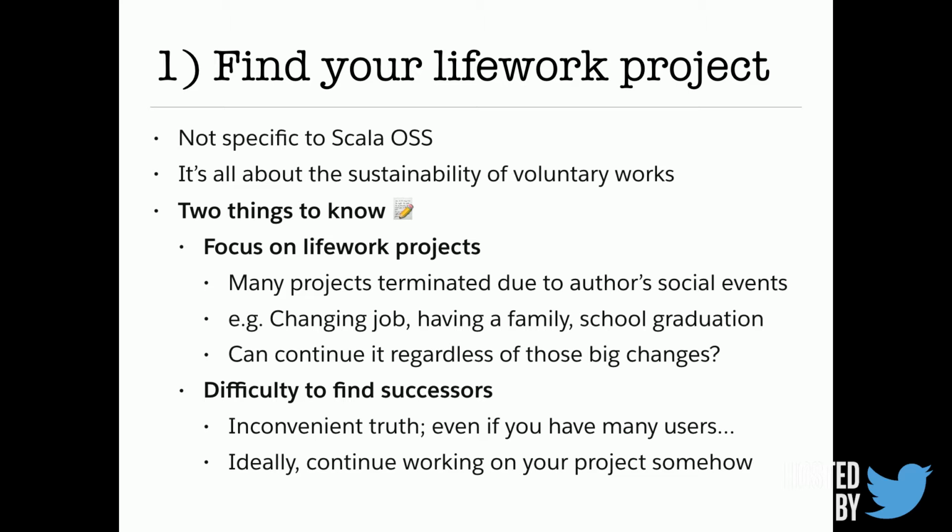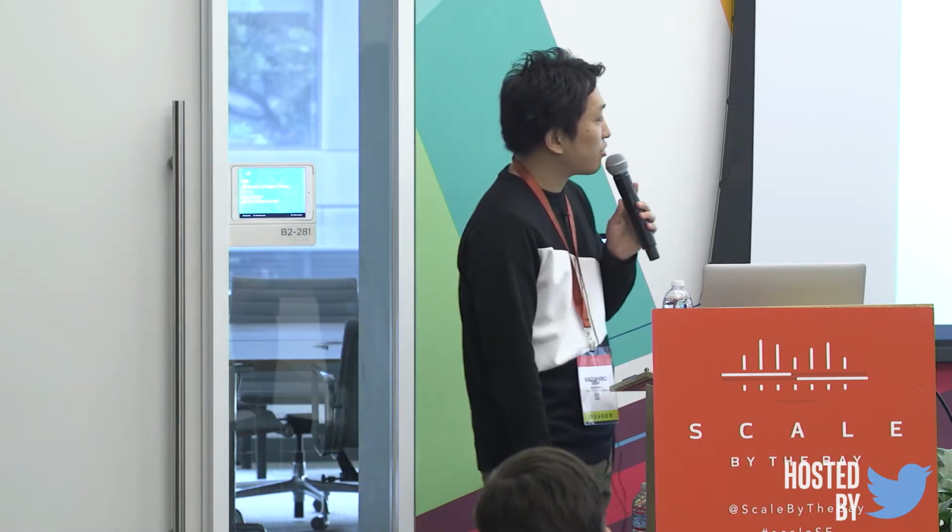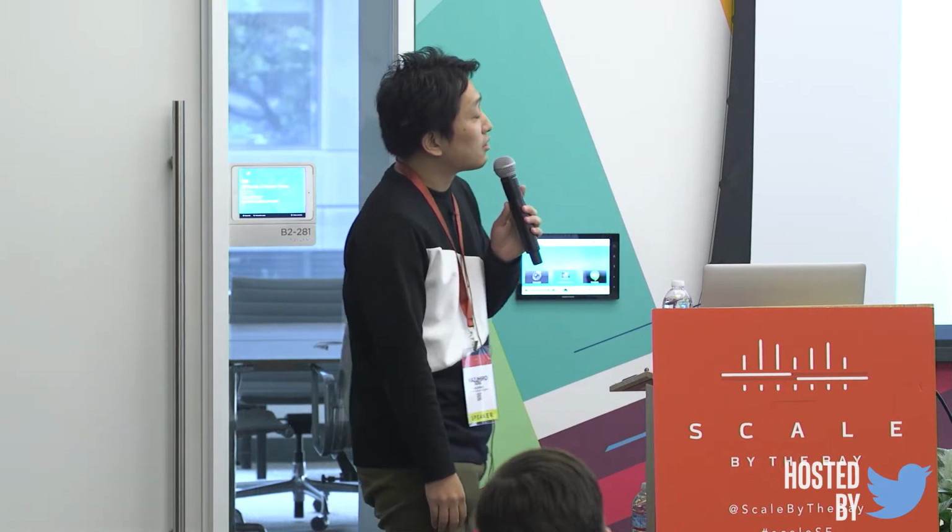I have been seeing many projects terminated due to the main author's personal events or social life changes, such as changing jobs, so the main author no longer uses Scala at work. Having a family. Having a family is one of the best things in your life, and I also have a family, so I can imagine the situation. It's more difficult to secure time for your open source projects. And also if the author was a student, school graduation is a very big event.